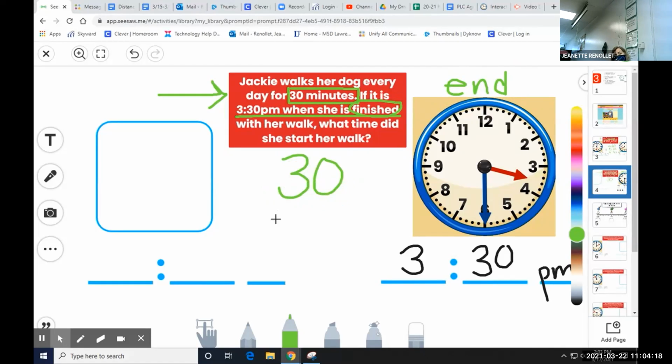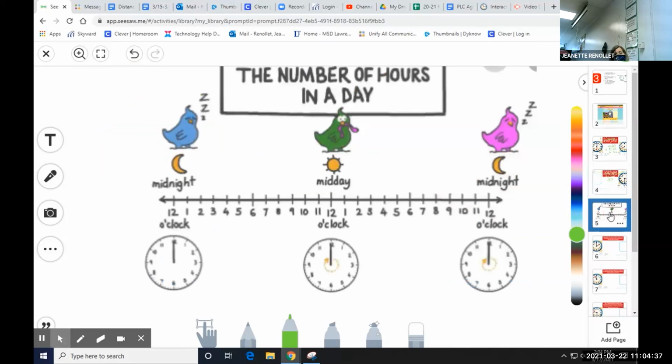So what does my problem ask me? It asks me, what time did she start her walk? I don't know what time Jackie started her walk with her dog. Today you're going to have problems like this where you will have to figure this out. When we talk about the hours in a day, sometimes we might be thinking about going backwards in our day so that we can see when something started. We might need to subtract some time to figure out when Jackie started her walk with her dog.